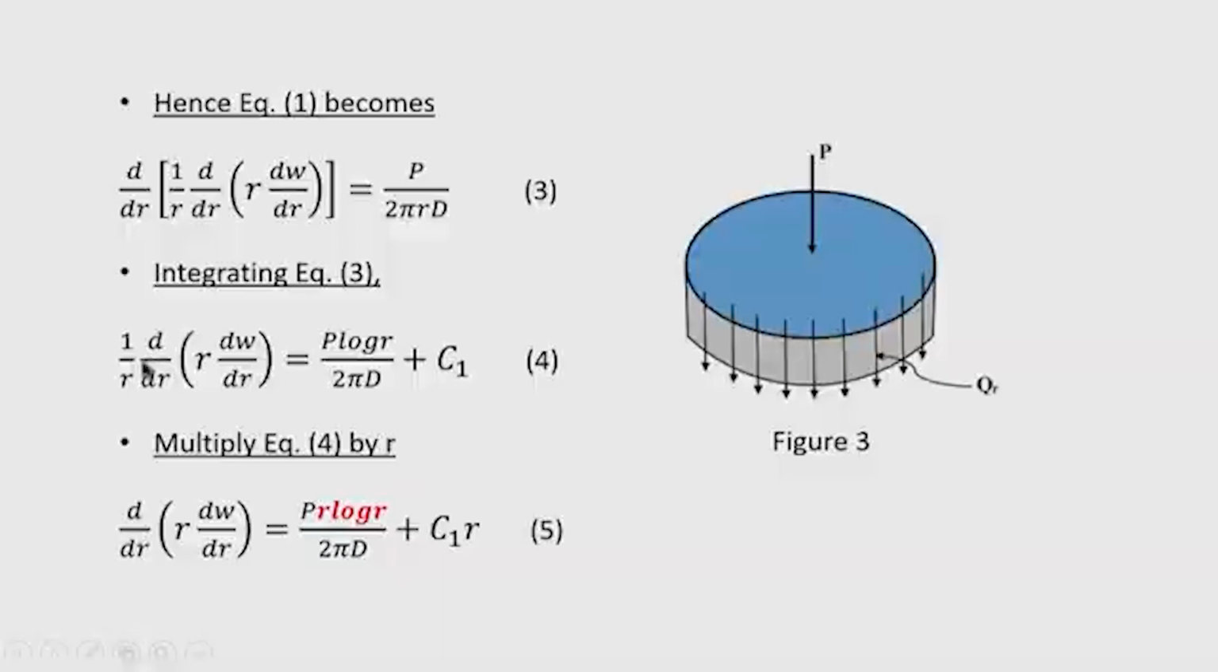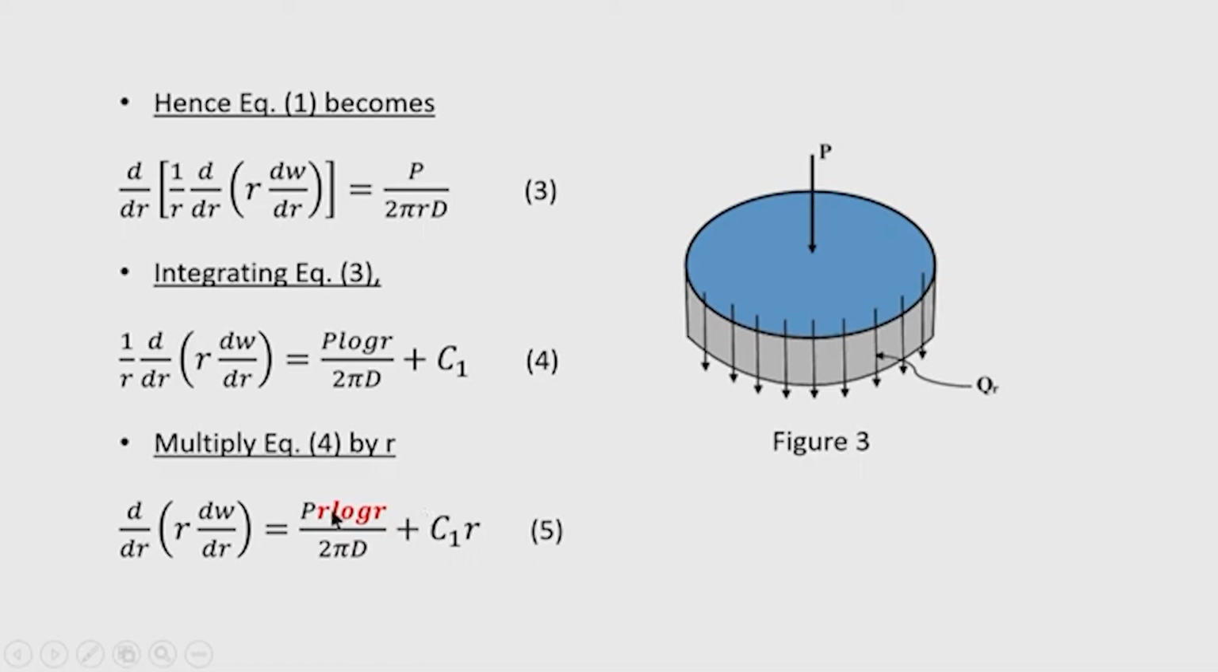So, multiplying both sides by r, we now write d by dr of (r dw by dr) equals P r log r divided by 2 pi D, plus C1 r, just after multiplying r with r. We get this expression, equation number 5.